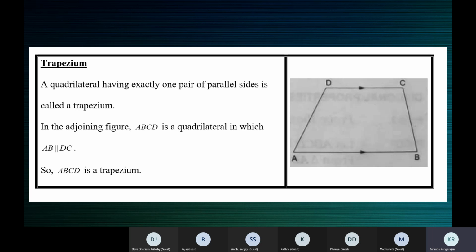If the question is, is a square a trapezium? Yes, it is a trapezium because one pair of opposite sides is parallel. Is a square a parallelogram? Yeah, it's a parallelogram because both the pairs of opposite sides are parallel. No, children, don't get confused.